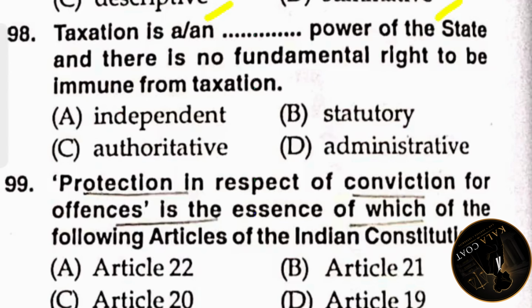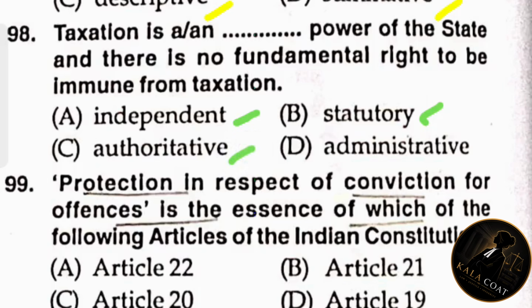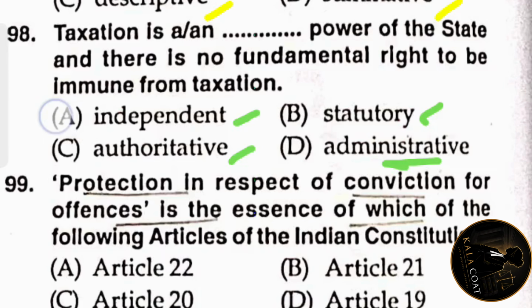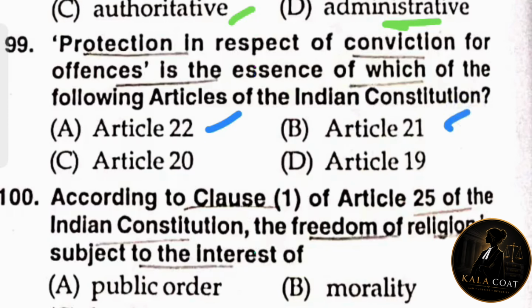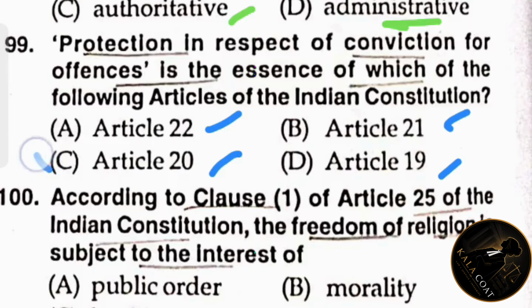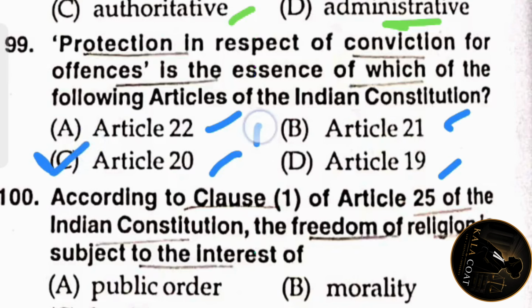Question number 98. Taxation is a dash power of the state and there is no fundamental right to be immune from taxation. Options are it is an independent power, statutory power, authoritative power or administrative power. So it is an independent power. Option A is the right answer. Question number 99. Protection in respect of conviction for offences is the essence of which of the following articles of the Indian Constitution? Article 22, 21, 20 or 19. It is Article 20 of the Indian Constitution. Option C is the right answer.